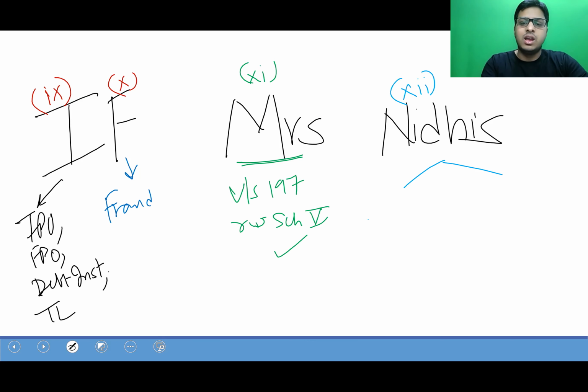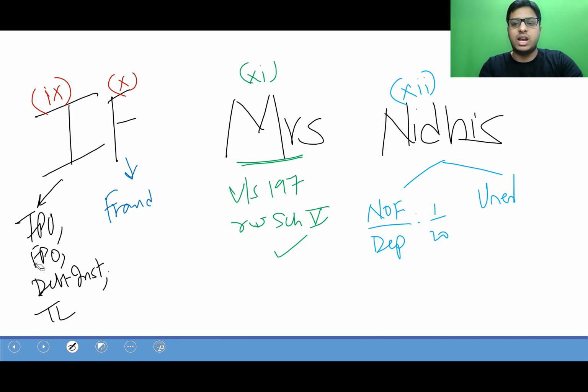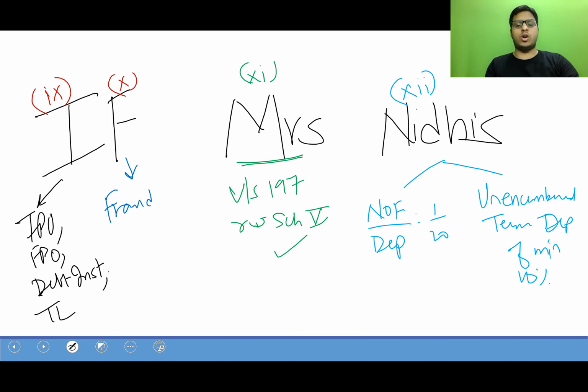Needy company is two parts. Very simple. First, if the needy company has maintained a net owned funds to deposit ratio of 1:20, and second, in relation to needy company only, that a needy company should have unencumbered term deposit of minimum 10%. It should not have given any kind of commitment in relation to at least 10% of the term deposit. That is called unencumbered term deposits.